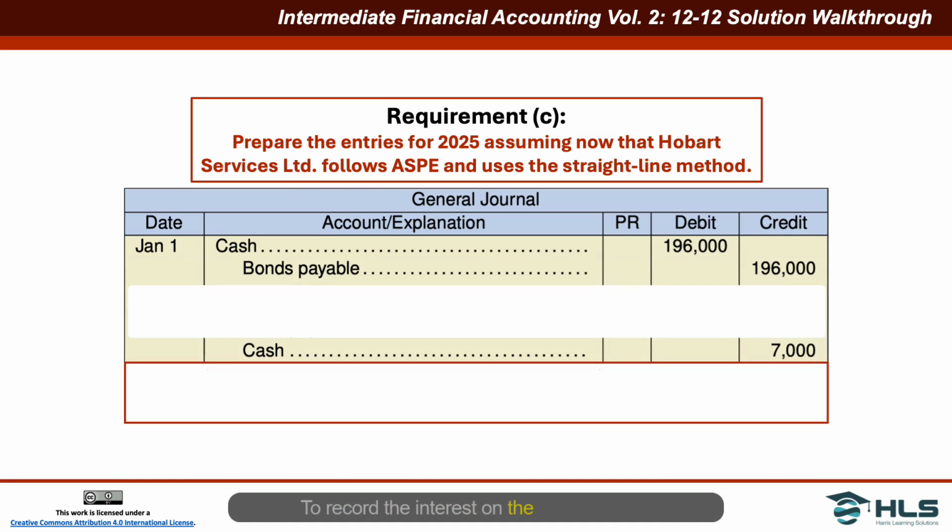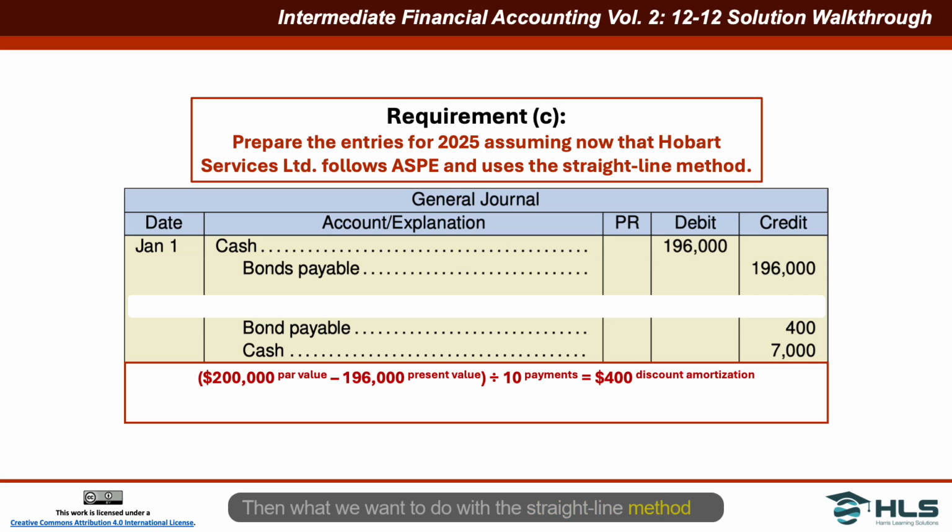To record the interest on the first payment, the easy item to record here is the $7,000 cash payment. So let's credit cash for $7,000. Then what we want to do with the straight line method is actually calculate how much of the bond discount is going to be amortized. So we'll take the $200,000 par value or face value of the bond and subtract the $196,000 present value. That amount is $4,000 and represents the amount of the discount off the bond. If we divide that by 10 payments, that means that each payment will include discount amortization of $400.